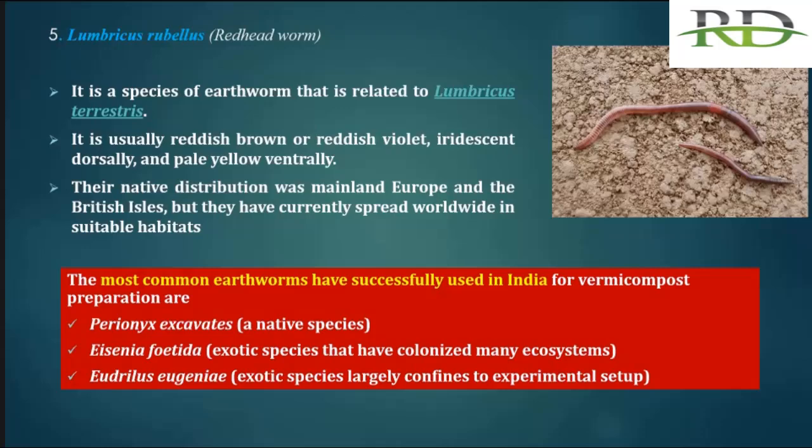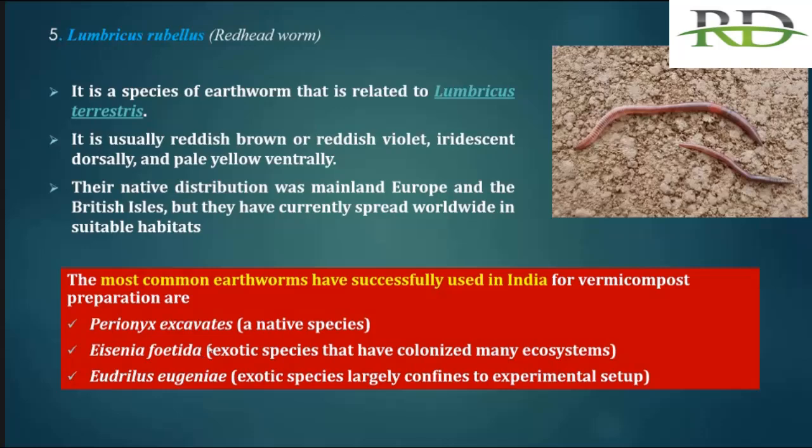Among these species, in India, three species are commonly and successfully used. One is Perionyx excavatus. It is a native species of India. Then Eisenia foetida. This is an exotic species that has colonized many ecosystems. Another one is Eudrilus eugeniae. This is also an exotic species, but largely confined to experimental setups. Most people use Perionyx excavatus.